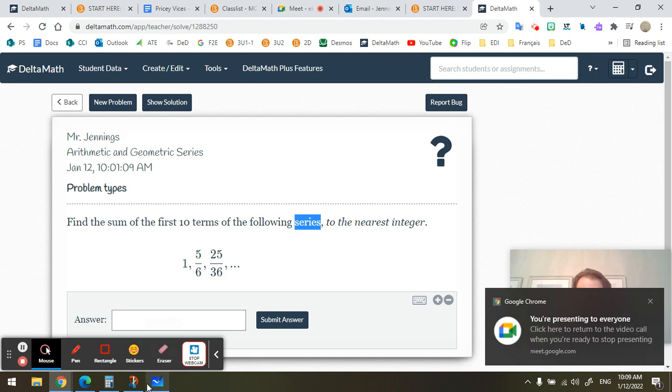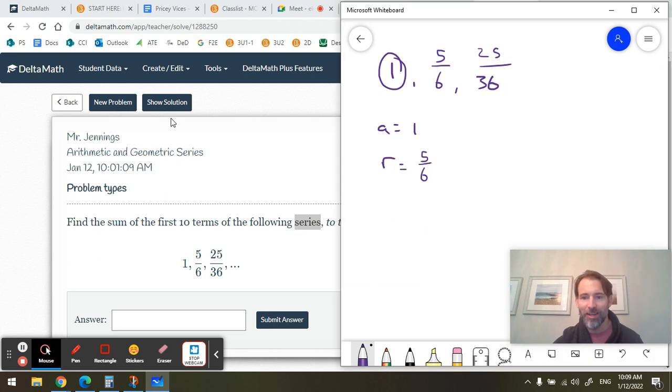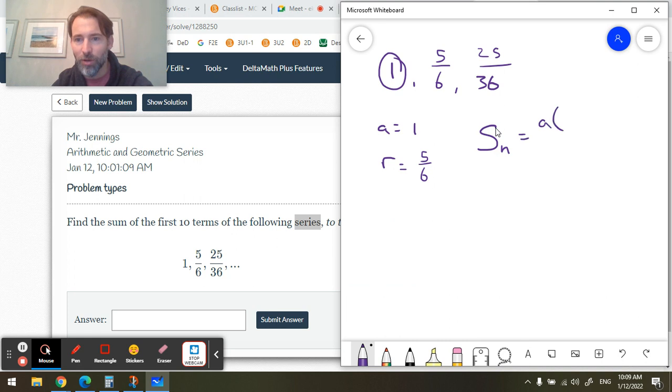Here we go. We were looking at this Delta Math series, and we found A is 1 and R is 5 over 6. So let's sum this up, shall we? Okay. So we know our formula for the sum of a geometric series of n terms is equal to the first term multiplied by 1 minus r to the n all over 1 minus r. Okay, now A is 1, so that's fine.